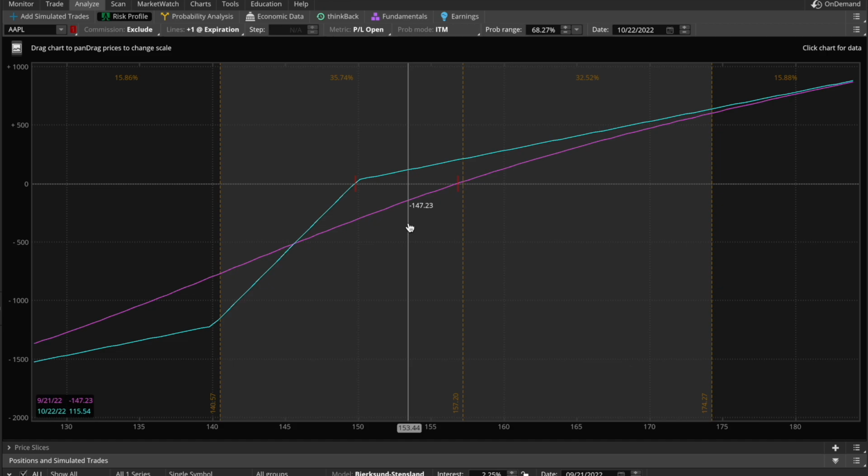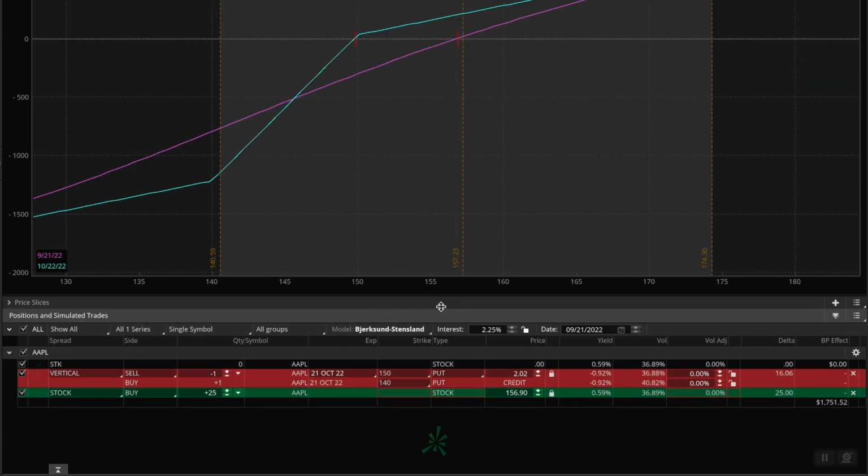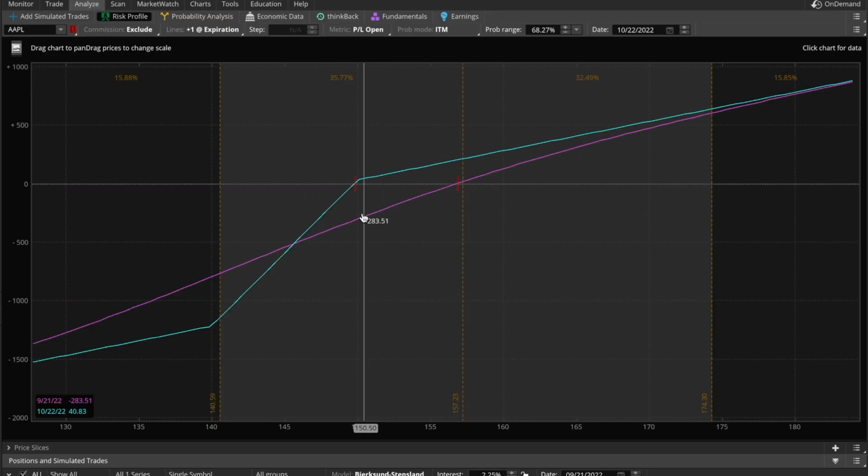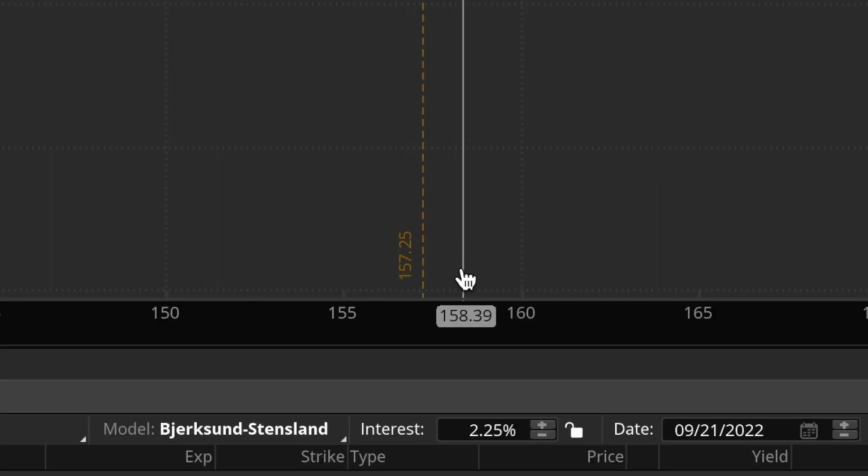But now also, what about this purple line here as well? So this line also shows you your profit or loss on the combined position, but not based on the expiration date of the contracts, right? That's what the blue line here does. The purple line shows you your profit or loss based on today. So right here, for example, you can see the current price of Apple stock at just over 157.